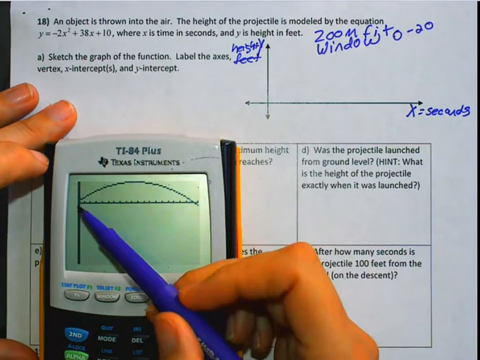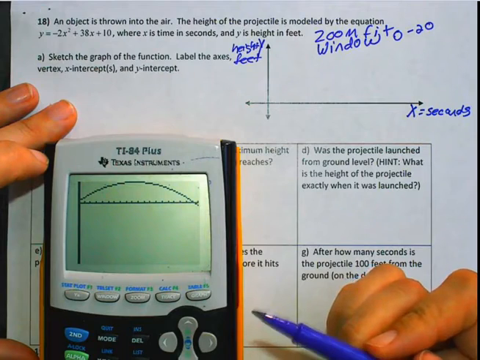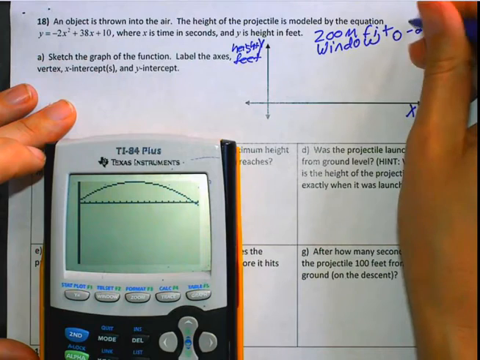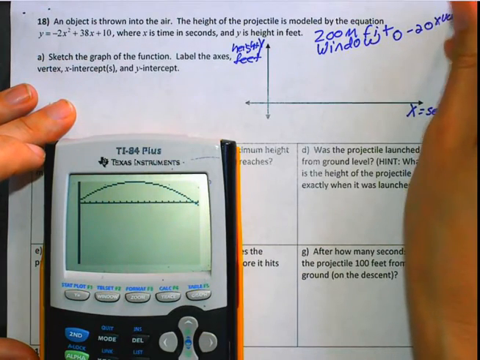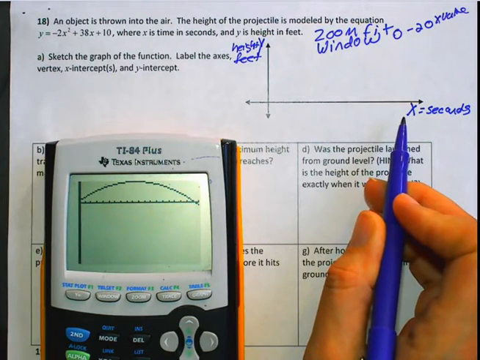And remember, we want to see where it starts, the vertex, and then where it hits the x-axis. So zoom fit first, and then you're going to need to adjust your x values of your window, because in this particular instance, we're talking about x in seconds, and there's no negative time.